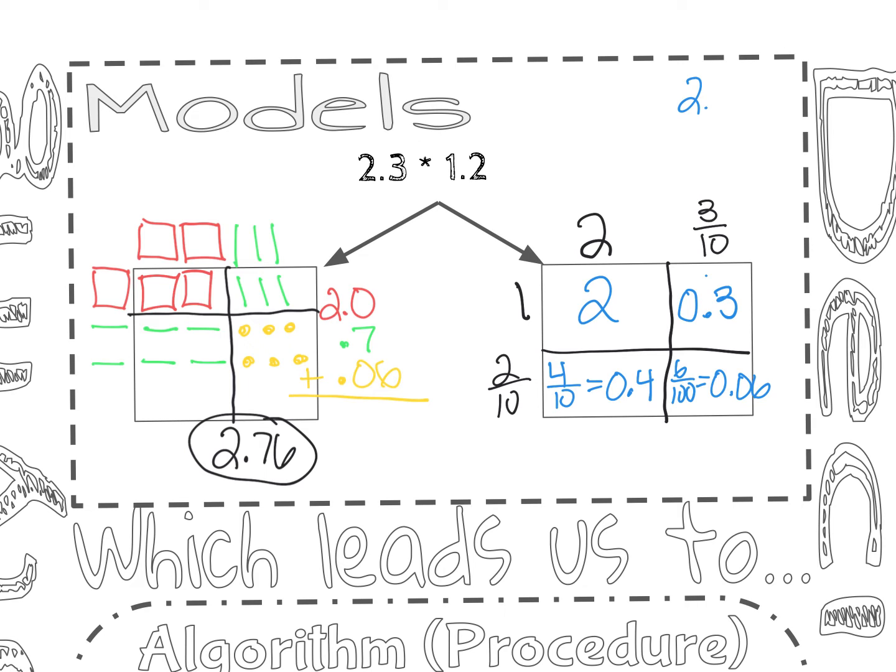And just like I did on the visual model, I'm going to go ahead and just add all those. So I have 2 plus 3/10 plus 4/10 plus 6/100, lining up all those decimal places. I still end up with a total of 2 76/100. So that's two different ways that we can use models to multiply decimals.